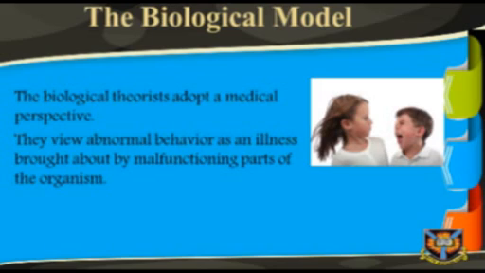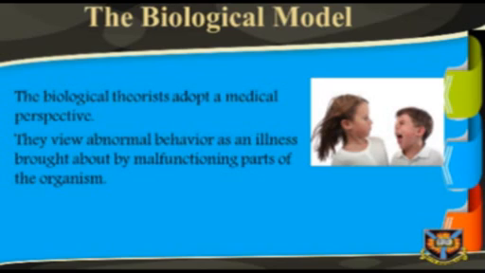Content. The biological model. The biological theorist adopts a medical perspective. They view abnormal behavior as an illness brought about by malfunctioning parts of the organism. Typically, they point to a malfunctioning brain as the cause of abnormal behavior, focusing particularly on problems in brain anatomy or brain chemistry.